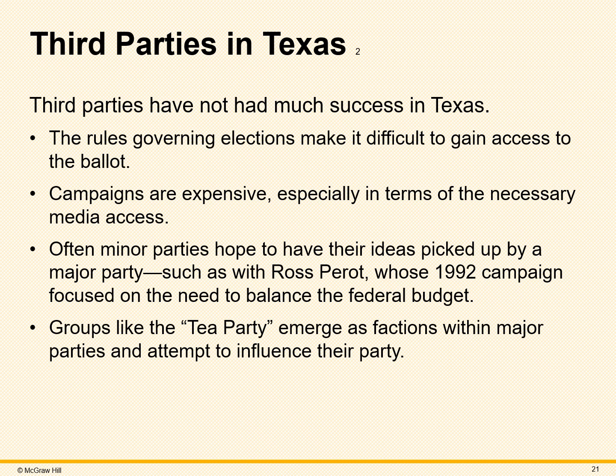Third parties have not had much success in Texas. The rules governing elections make it difficult to gain access to the ballot. Campaigns are expensive, especially in terms of the necessary media access. Often minor parties hope to have their ideas picked up by major parties, such as Ross Perot, whose 1992 campaign focused on the need to balance the federal budget. Groups like the Tea Party emerge as a faction within major parties and attempt to influence their party.